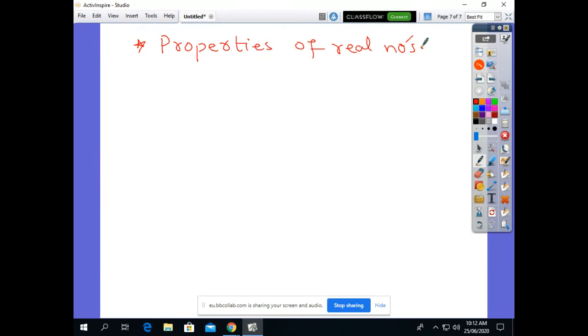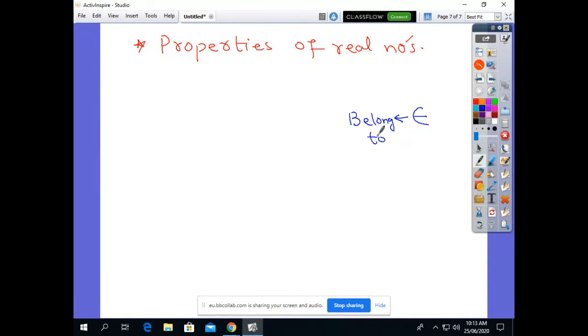Before studying the addition properties or multiplication properties of real numbers, first of all, we need to know some symbols. For example, this symbol is read as "belongs to". It's a Greek symbol. We read it as "belongs to".